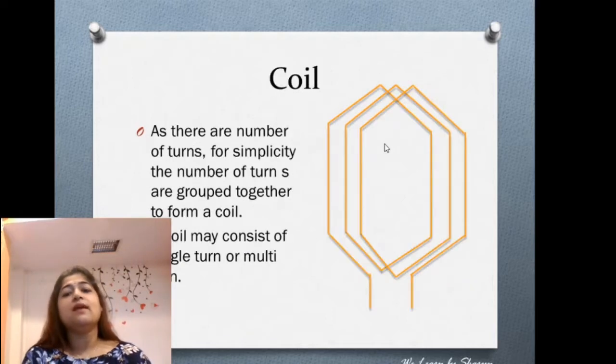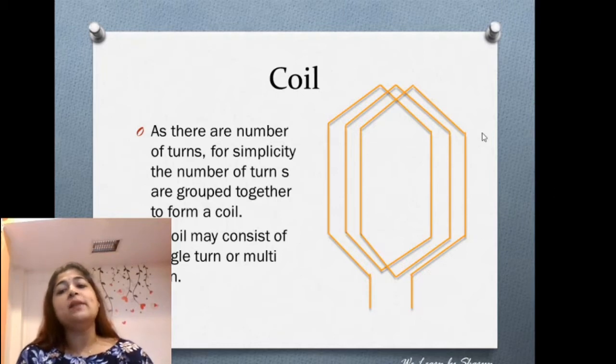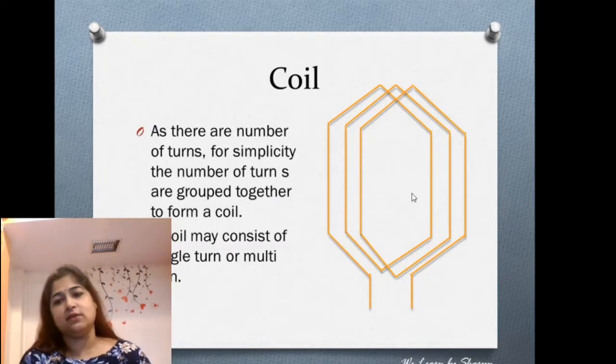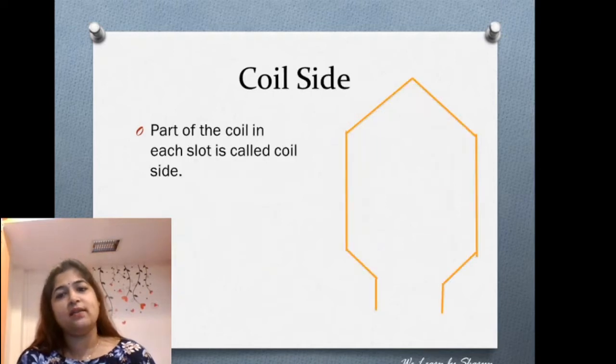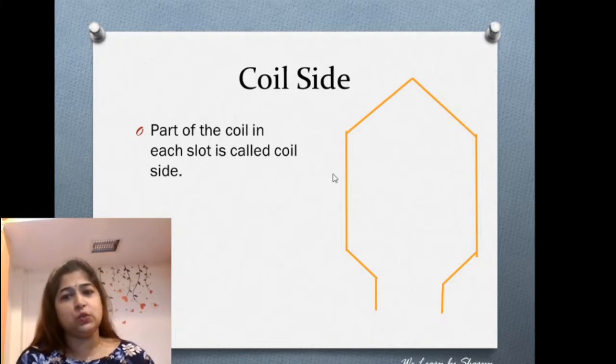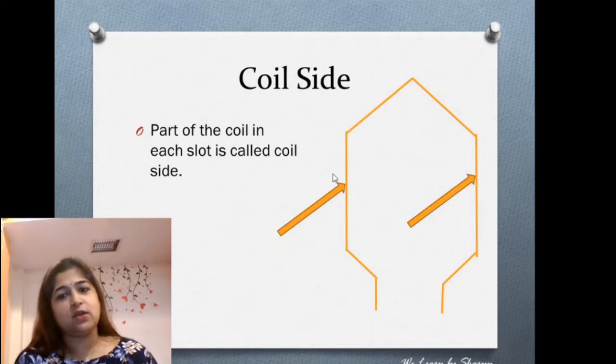Coil. Now, when many turns are joined together, it is called a coil. The coil may consist of one turn, like this one-turn coil, and this is a multi-turn coil. It can consist of many turns as well. Coil side. If this is the coil, then these are the coil sides where the EMF gets induced. Yes, conductors and coil sides are nothing but the same, where the EMF gets induced. So these are nothing but coil sides, which are also conductors.